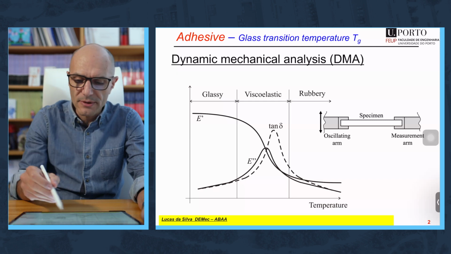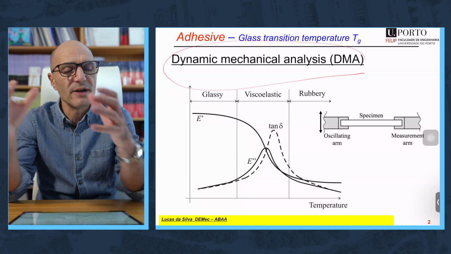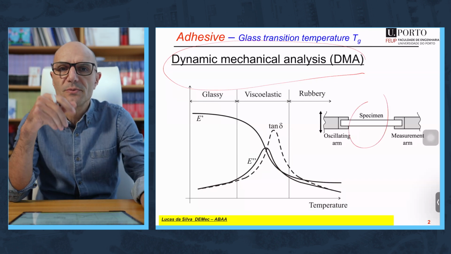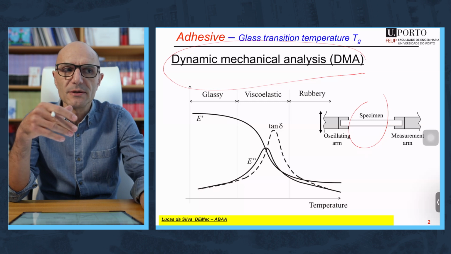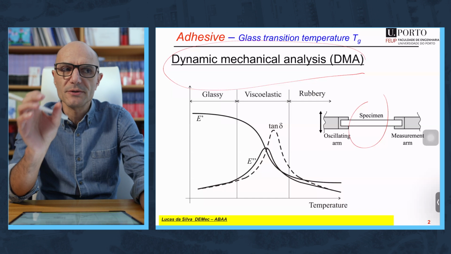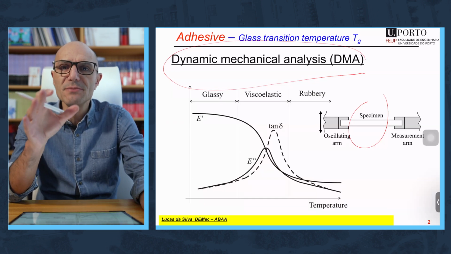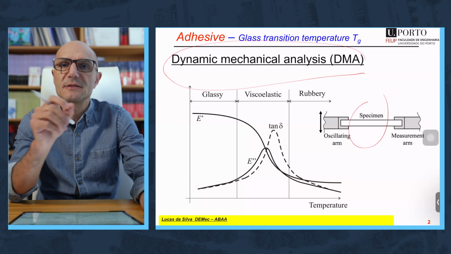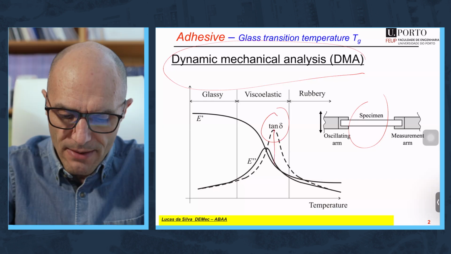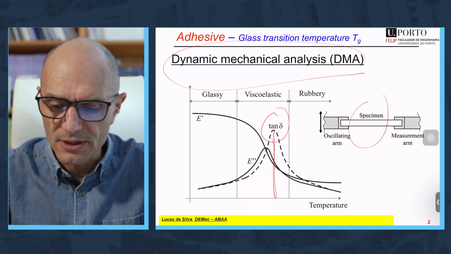One of the most common methods used is the dynamic mechanical analysis. Very, very simple test. We have a beam, a specimen that we oscillate with a sinusoidal stress wave, and we measure the response in terms of strain, and we measure the phase difference between the two. When we are at Tg, we have maximum damping and the phase difference is maximum. So if we record this during the test, at Tg we have a maximum in the damping, and that's how, in general, the Tg is measured.